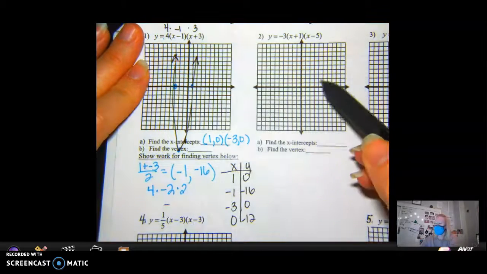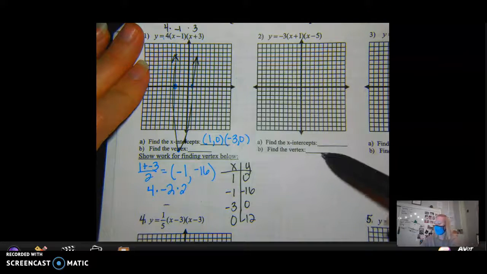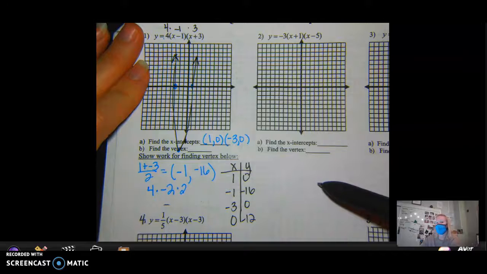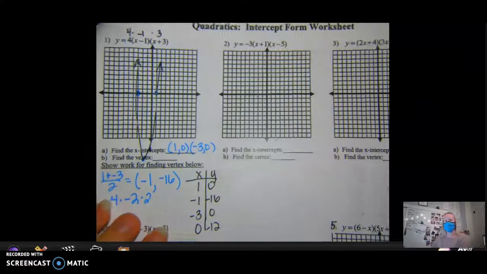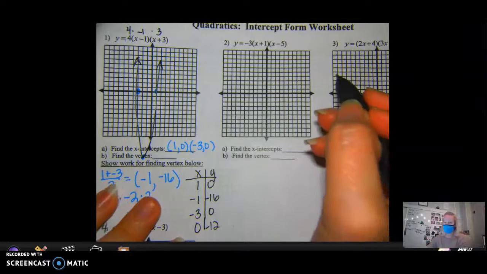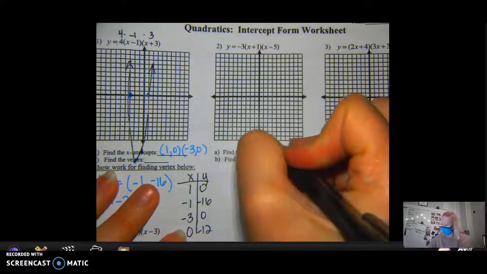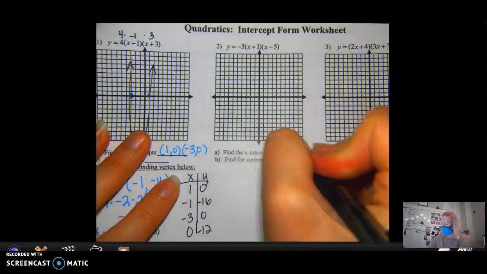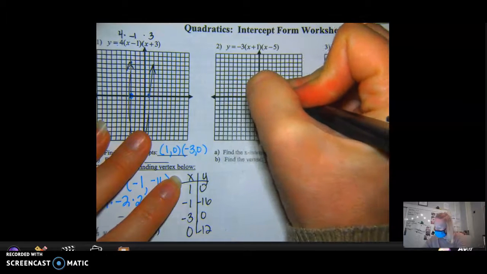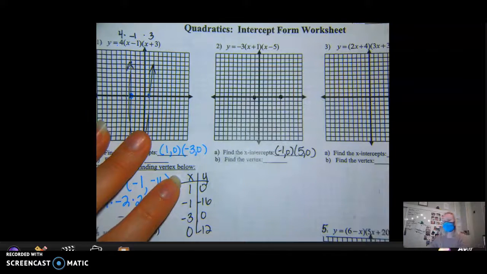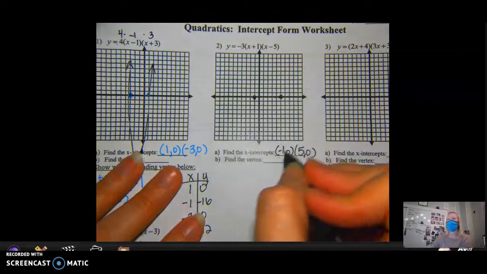All right, try number 2. Find the x-intercepts, find the vertex, possibly find one more point, and graph it. So do all of that with number 2. What are my two x-intercepts here, guys? Good. -1, 0, and 5, 0. So I'm going to plot those. Okay, my vertex is at, how do I find it?